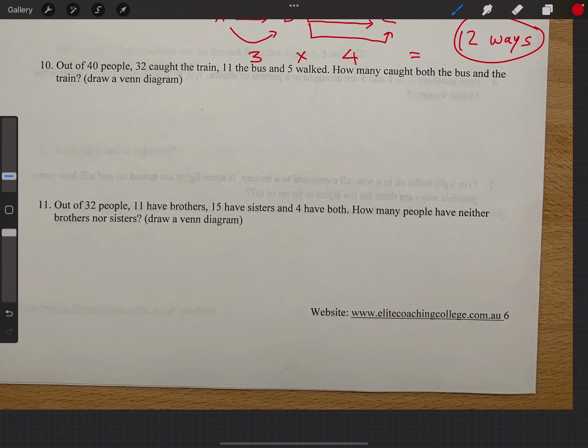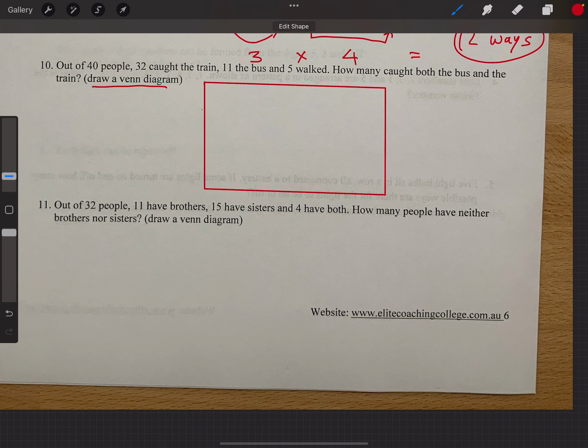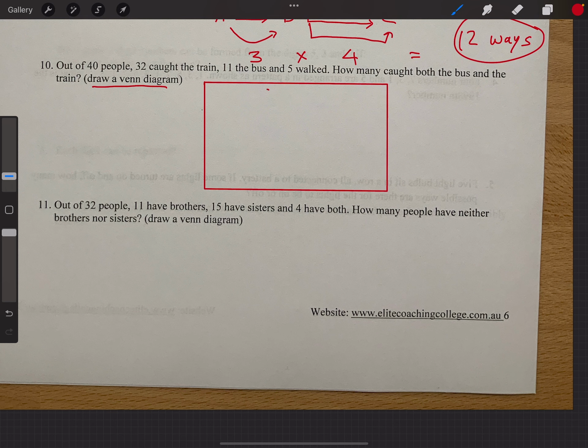Okay. Question 10. Out of 40 people, 32 caught the train, 11 caught the bus, and 5 walked. Okay. Now we need to draw a Venn diagram. It says in here, draw a Venn diagram. So here's the Venn diagram. First, we draw a box. Okay, there we go. Now we're going to draw some circles. 2 circles actually.